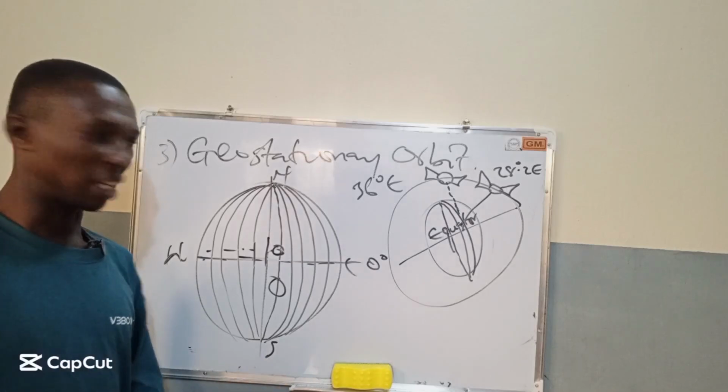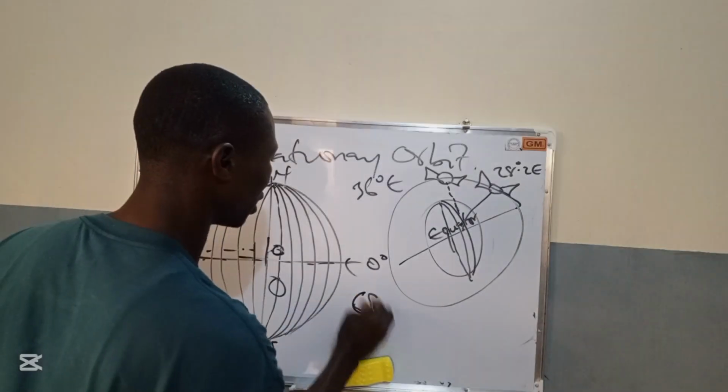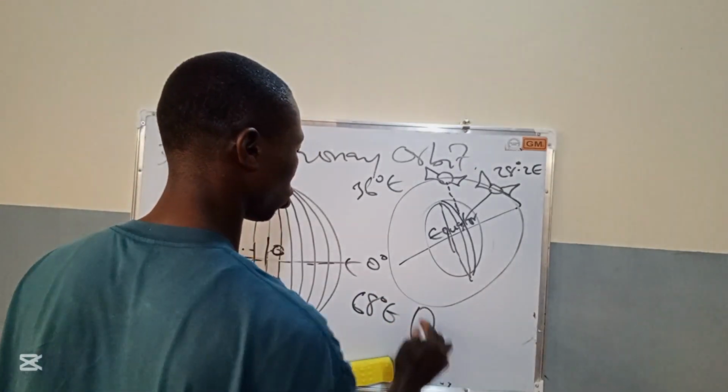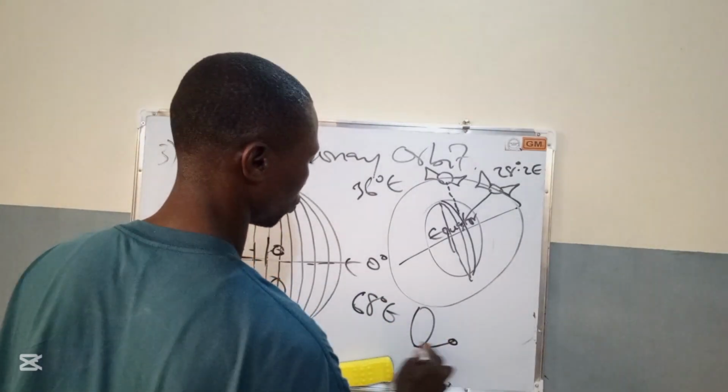A dish that is aligned to a satellite at 68 degrees east, in Nigeria, will tend to face somehow this way.